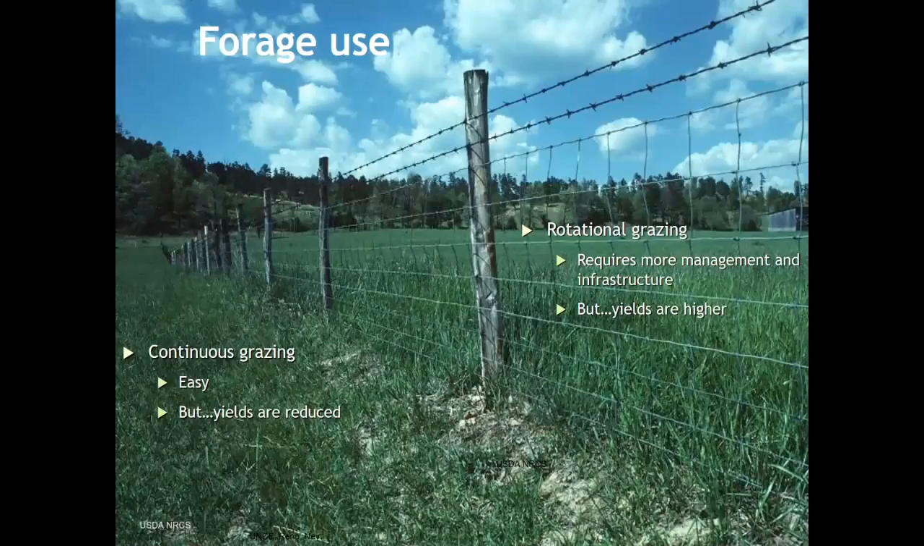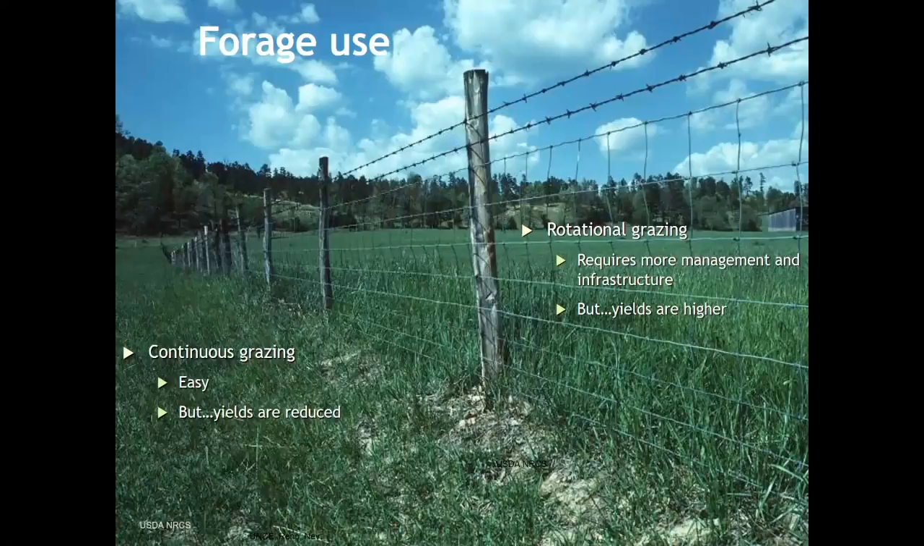Now, when we continuously graze, you can see this picture. We have one side that is continuously grazed, and then we have another side, on the other side of the fence, that is rotationally grazed. When you are continuously grazing, it's much harder on your pastures.